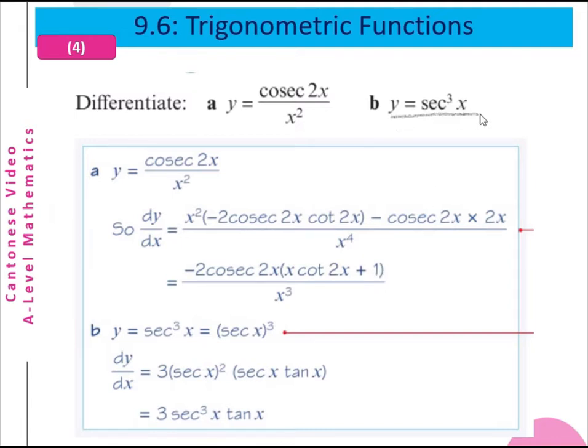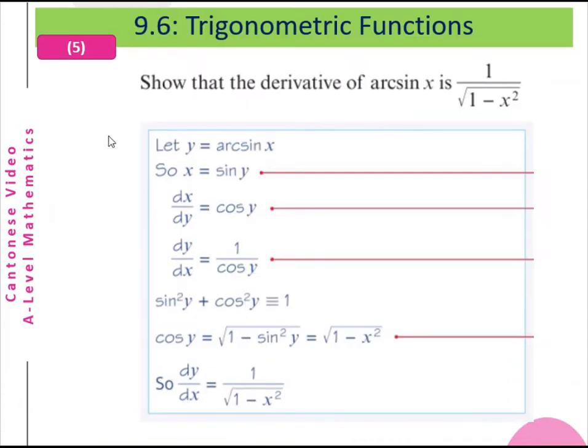And in question B, y equal to sec cubed x. So we write it in this form, and dy by dx is equal to 3 sec squared x multiplied by sec x tan x. So it's equal to 3 sec cubed x multiplied by tan x. This is the answer.